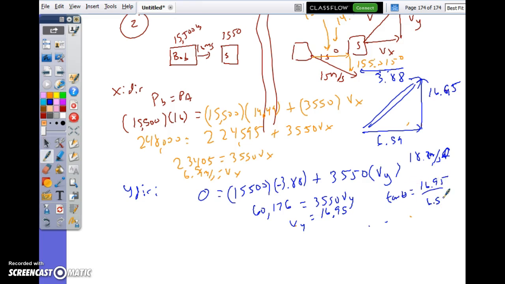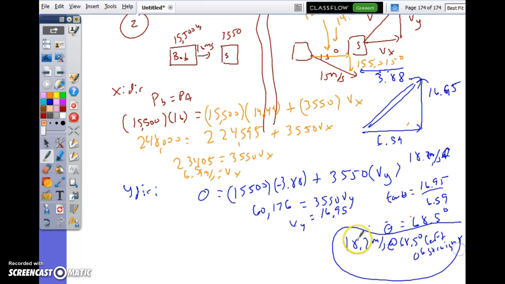That's really weirding me out. Did I really do that right? Theta equals 68.46. So I would say 18.2 meters per second at 68.5 degrees. Up, left. Left, because the down was right? So that'd be left of straight ahead. They didn't give us a direction, so straight ahead. Left of straight. Does that make sense?